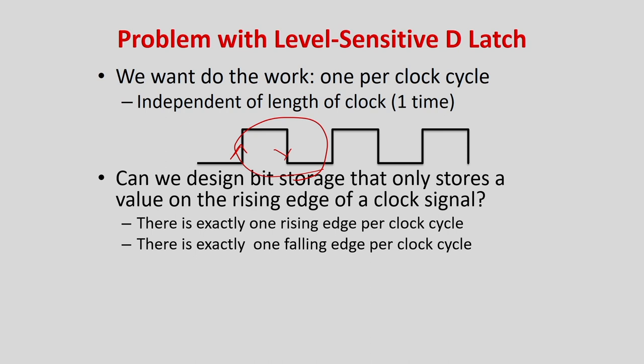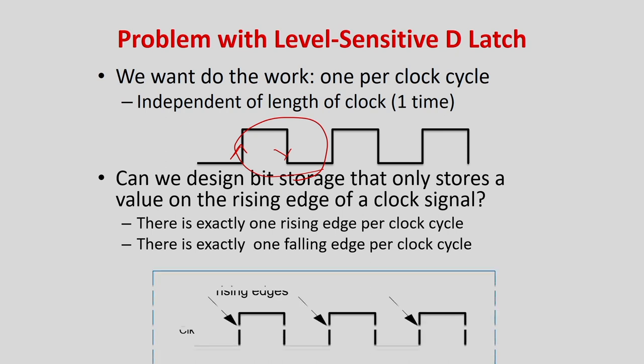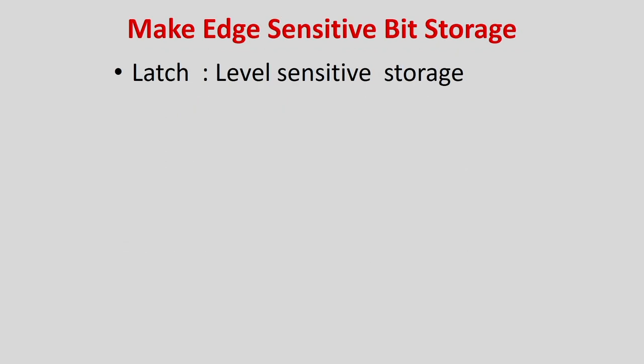So in this way we can design a bit storage which can store at either the rising edge or the falling edge, and then our problem will be solved, because we do not want to shift multiple bits at a time, only one per clock cycle. And the solution is this. We can see there is exactly one rising edge per clock cycle.